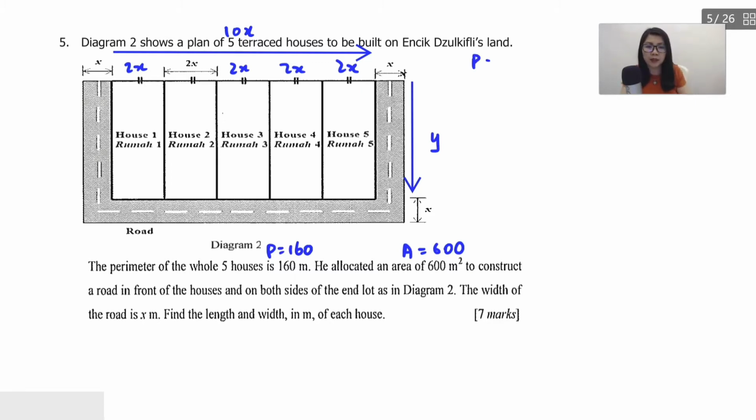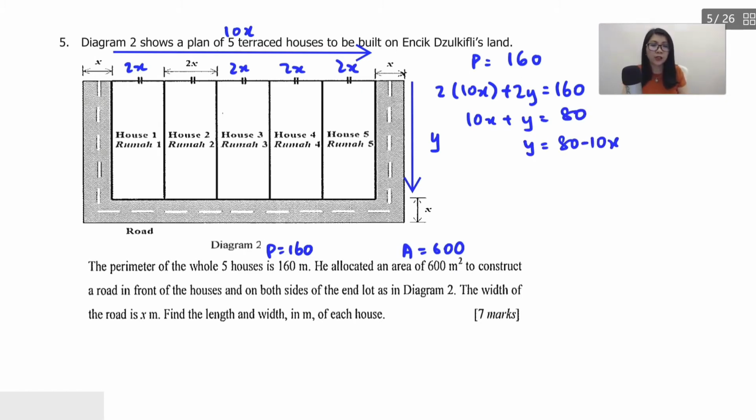Now I'm going to use the perimeter to find the first equation. The perimeter is 160. So the perimeter of the 5 houses will be 2 times length plus 2 times width. So 2 times the length is 10x plus 2 times the width, 2y, equals 160. Now all the terms are divided by 2, so I get 10x plus y equals 80. So y equals 80 minus 10x. This will be my first equation. Now the next one is area.